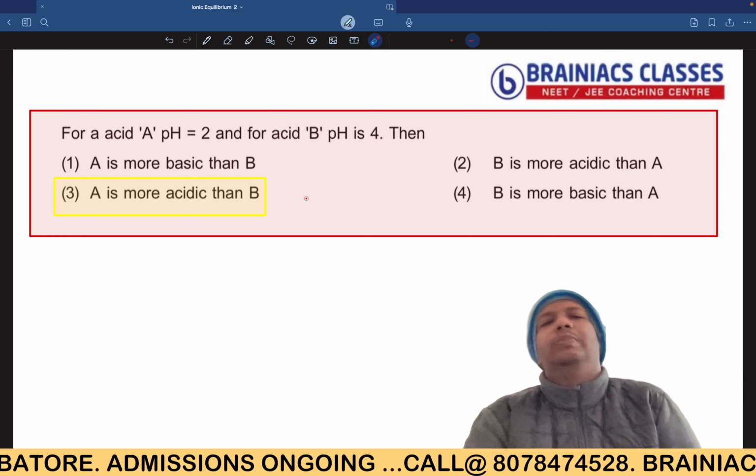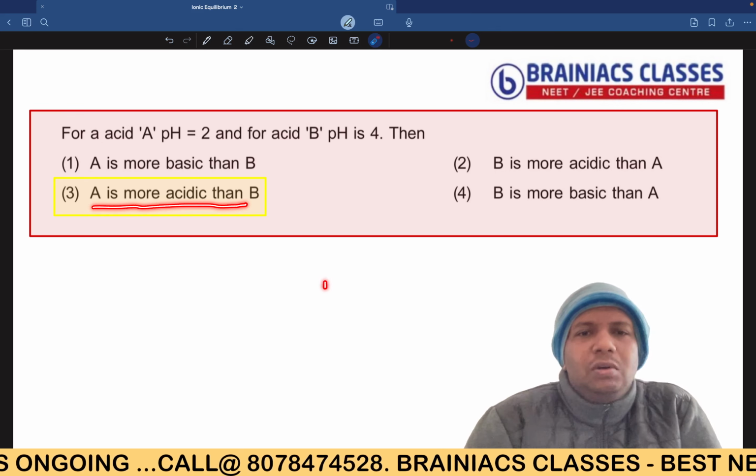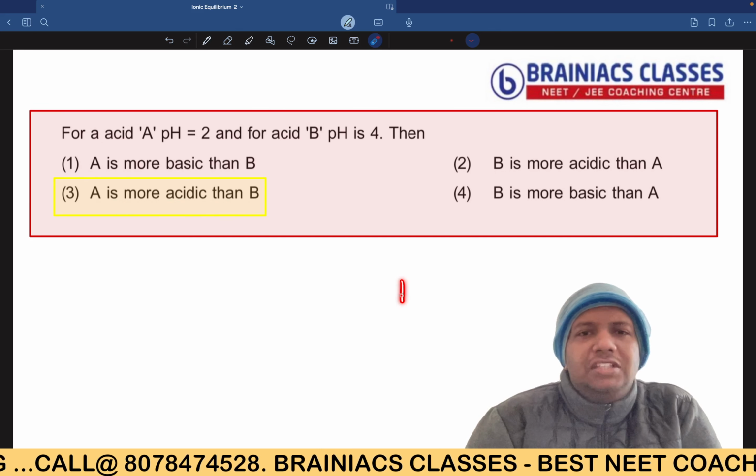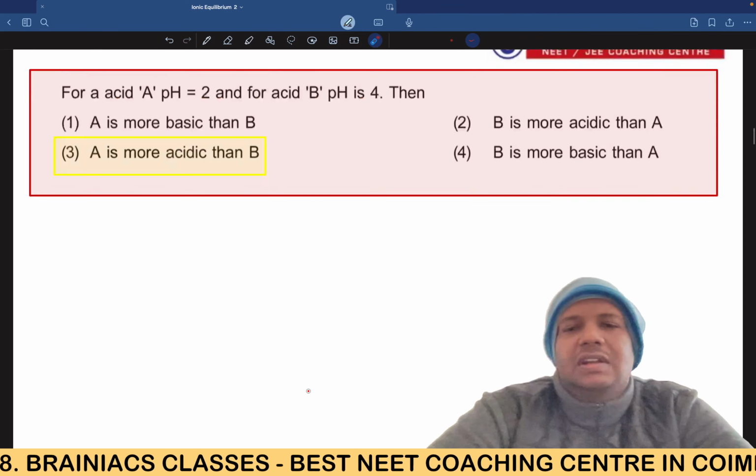Okay, so here you have an acid A with pH 2 and acid B with pH 4. So tell me, sir, which one would be highly acidic? I can say A is more acidic than B, because A has a lesser pH value, equal to 2, compared to B. Clear?